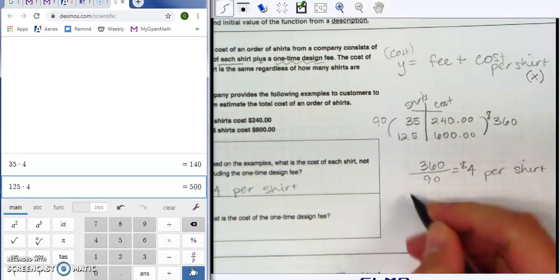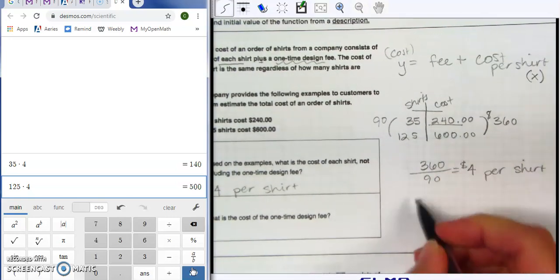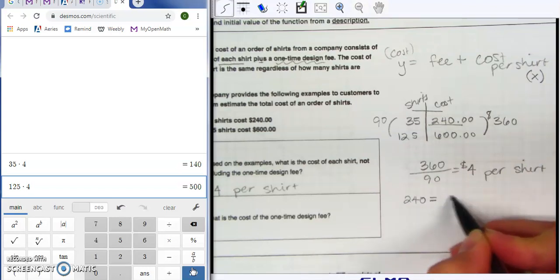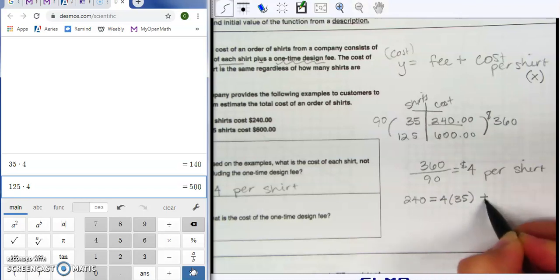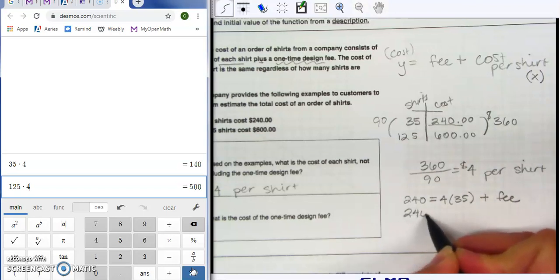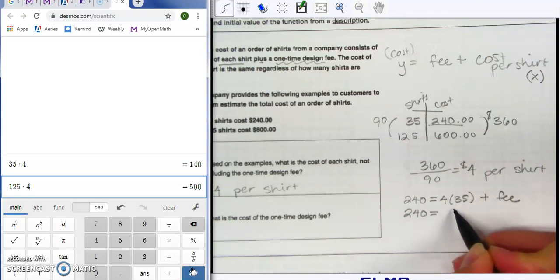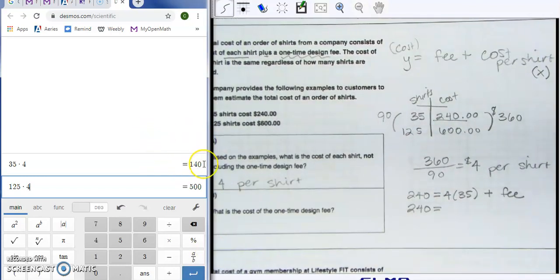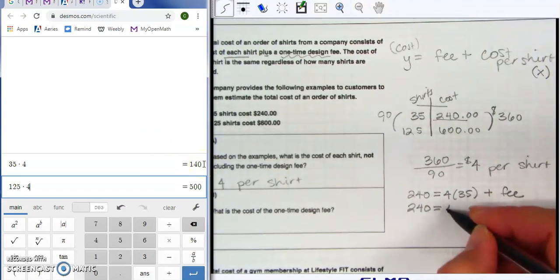So we know that for $240, we paid $4 per shirt for 35 shirts. We need to figure out what that starting fee was. So that's how we do this. $240 was our total cost. $4 per shirt for 35 shirts would have been $140.